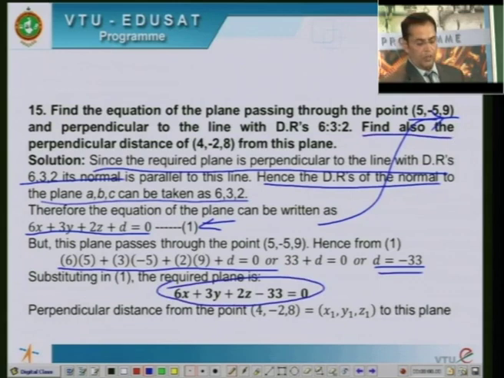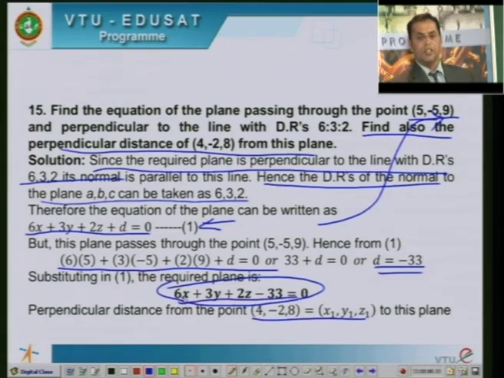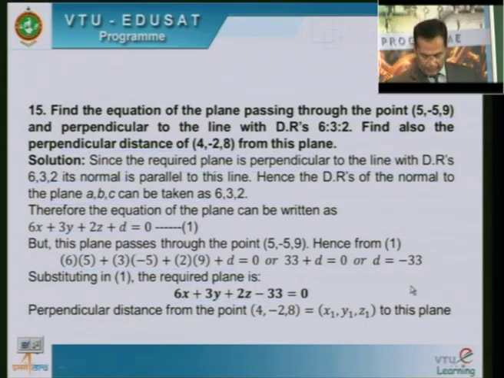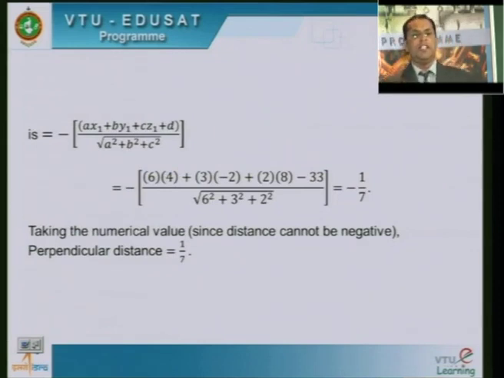Now, the last part of the problem requires you to calculate the perpendicular distance from the point 4, minus 2, 8 to the plane 6x plus 3y plus 2z minus 33 equal to 0. So, like illustrated in the previous example, your x1, y1, z1 will be 4, minus 2, 8. Ax plus By plus Cz plus D will be this with A equal to 6, B equal to 3, C equal to 2 and D equal to minus 33. So, immediately on applying the same formula, the required perpendicular distance is minus of A x1, which is 6 into 4, plus B into y1, which is 3 into minus 2, plus C into z1, which is 2 into 8, plus D, which is minus 33, by root of a square, which is 6 square, plus b square, which is 3 square, plus c square, which is 2 square, which simplifies to minus 1 by 7.